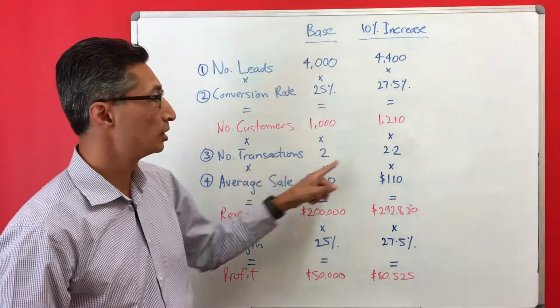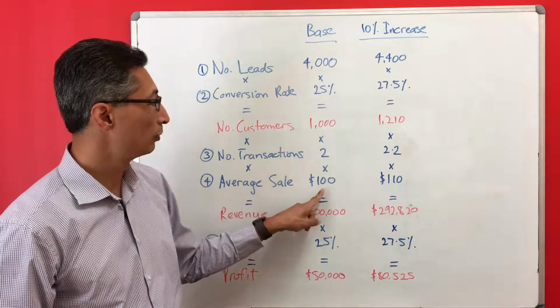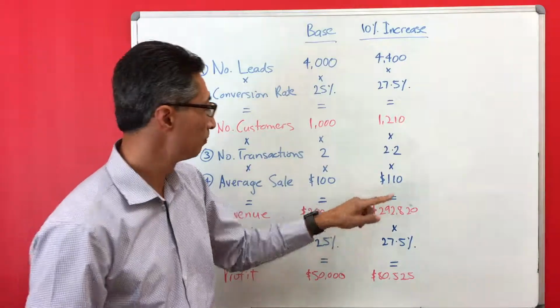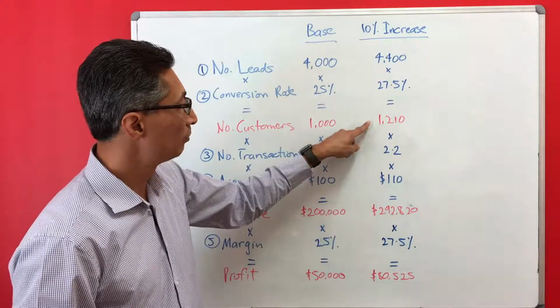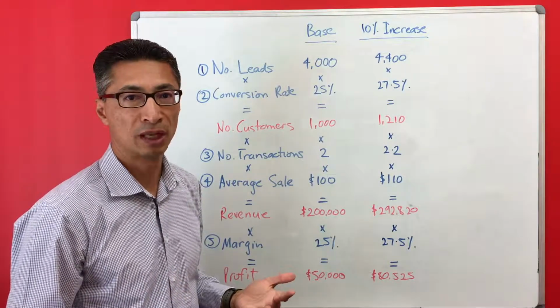If we increase our number of transactions by 10%, that's 2.2. Same with average dollar sale. If we increase that from 100 by 10%, that gives us $110. Now, if we multiply the number of customers by, this is the average number of times people come back.